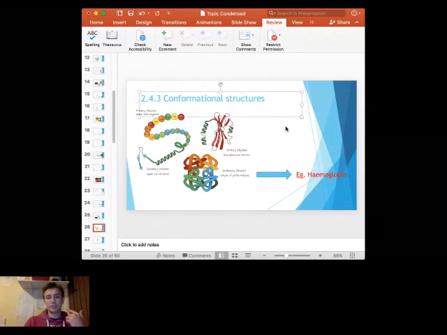So let me just write that out so you can see it. It either forms an alpha helix or what's called a beta pleated sheet. So these are the two possible forms of secondary structures in proteins, right? That's basically it. So it's just these attractions between amino acids.